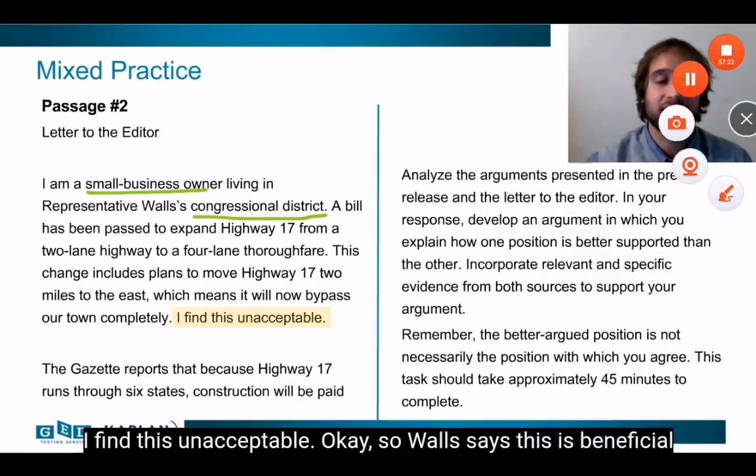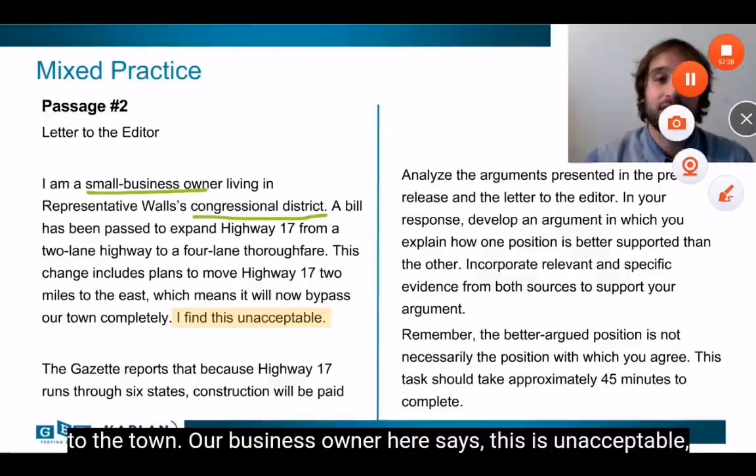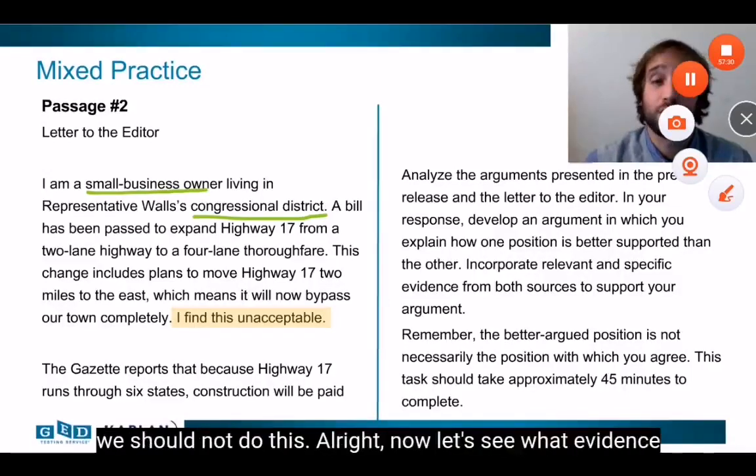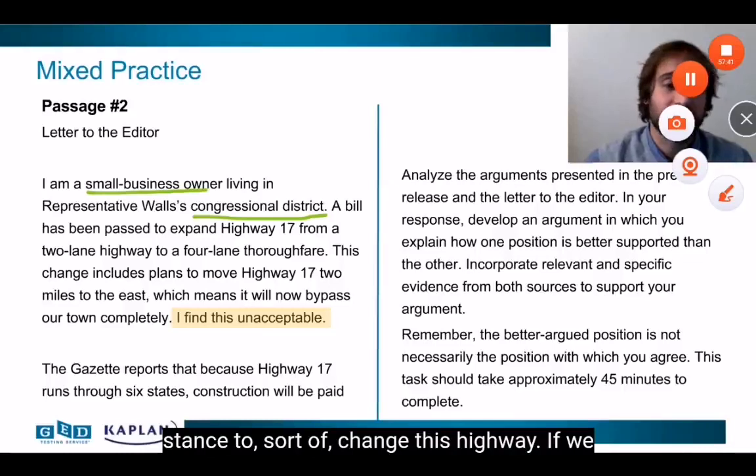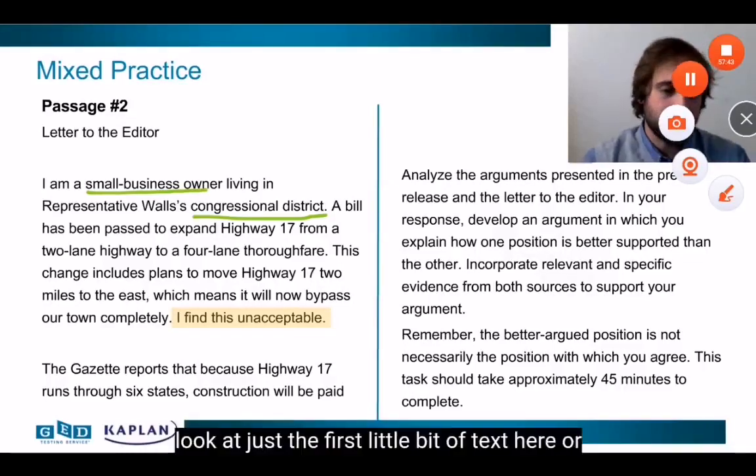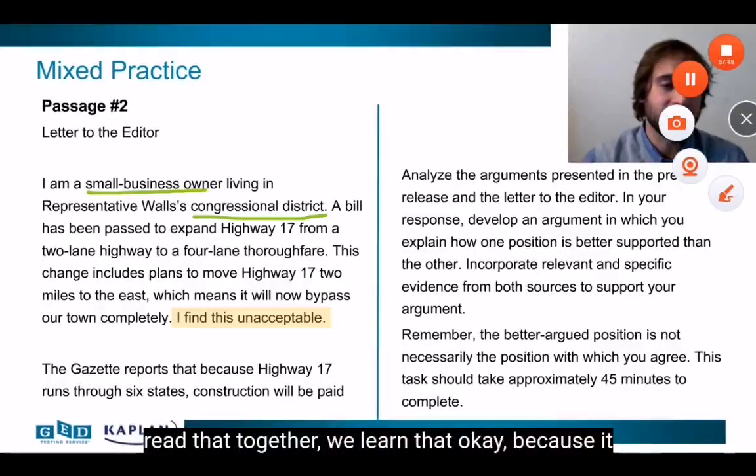I find this unacceptable. Okay, so Wall says this is beneficial to the town. Our business owner here says this is unacceptable. We should not do this. All right, now let's see what evidence this author provides to support that this is an unacceptable stance to change this highway. If we look at just the first little bit of text here, we'll read that together.